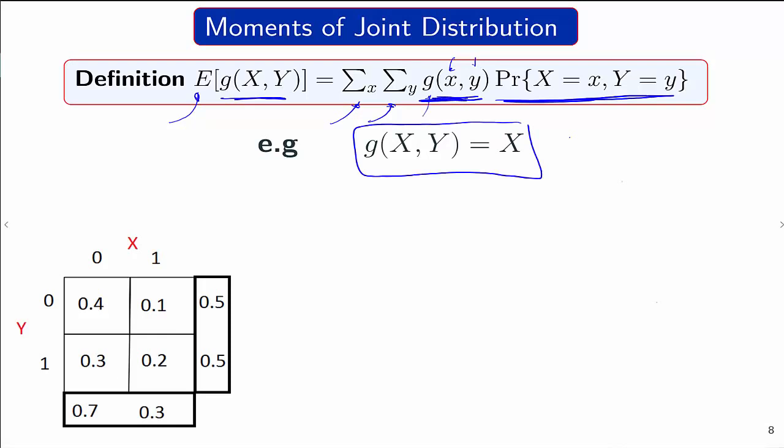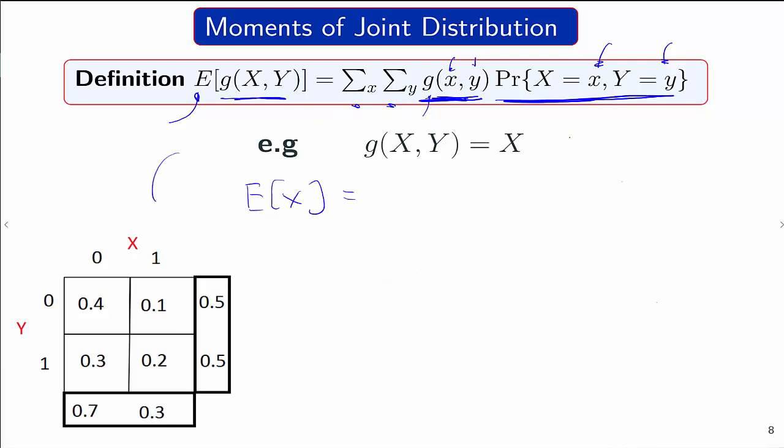It's every possible value the function takes for every possible combination of X and Y, multiplied by the probability that each outcome occurs. So we can use this general definition to work out what's E of X using the joint distribution function in our example here. Well, we have the general formula: sum across x, sum across y, of plugging x into this formula here, times the probability X equals x, Y equals y.